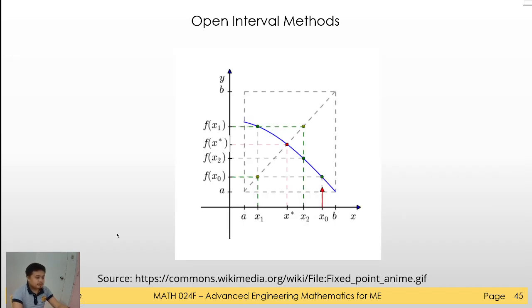So the visual representation of this iteration scheme, this root finding algorithm, you can see it is zigzagging to the true solution, which is this red point. So we start with our initial point and then go through this approaching scenario.